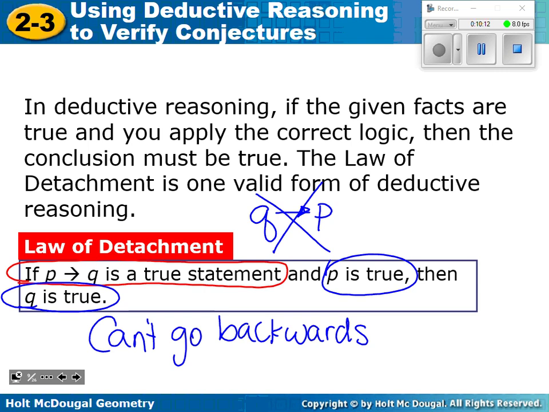If P happens, Q will happen, as long as that was a true statement that it started out as, if-then. Okay? So they're going to give you a series of examples here where they're going to ask you, did they use the law of detachment correctly? You're going to say yes, valid, or no, invalid. If they went forward, they did it validly. If they tried to go backwards, it's invalid.